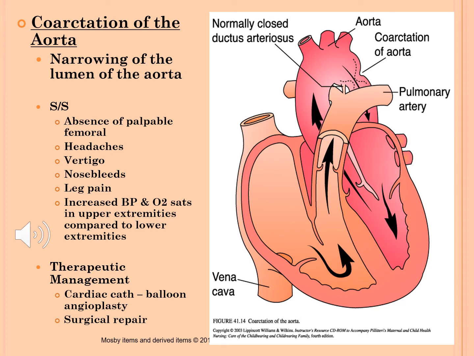We might see weakened or absent femoral pulses compared to the upper extremities. So it's really important to compare your pulses in all extremities, not only right to left, but also upper to lower, because those femoral pulses are going to be weakened or certainly absent compared to the upper extremities. They may have frequent nosebleeds, headaches, vertigo, or leg pain. Thinking about the nosebleeds, headaches, and vertigo, your pressures in the upper body are a lot higher compared to the pressures in the lower body.